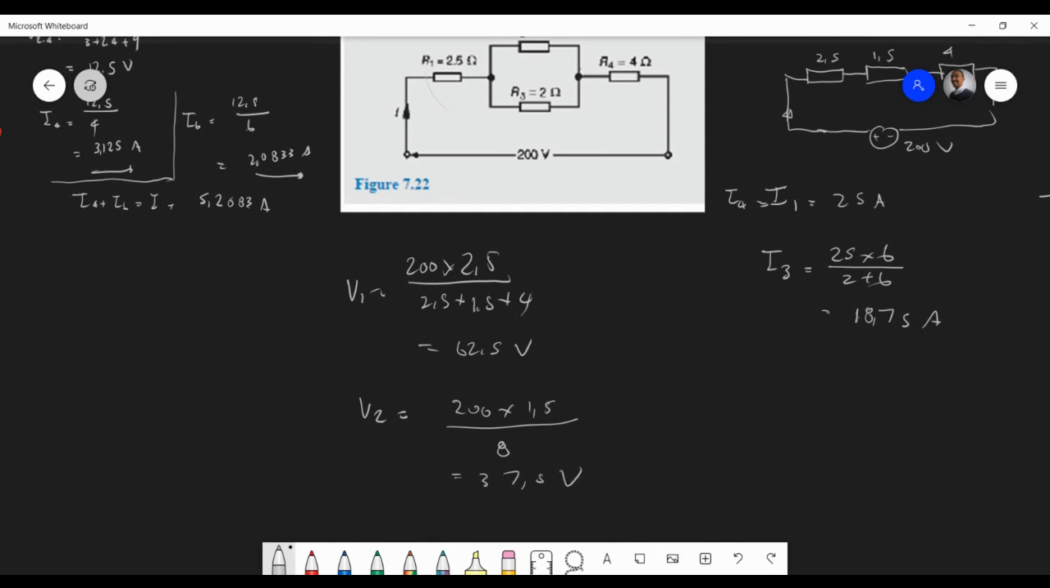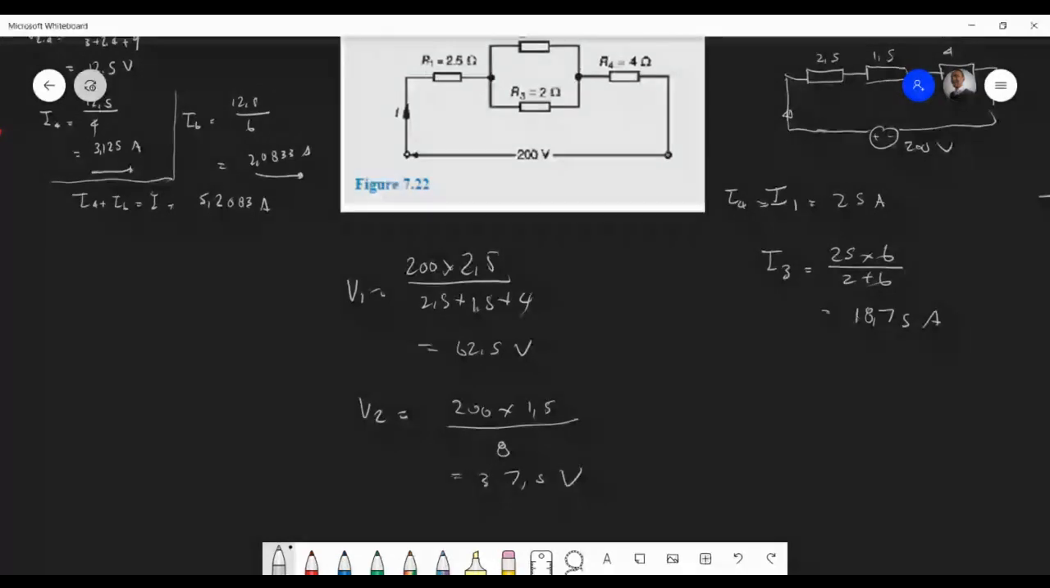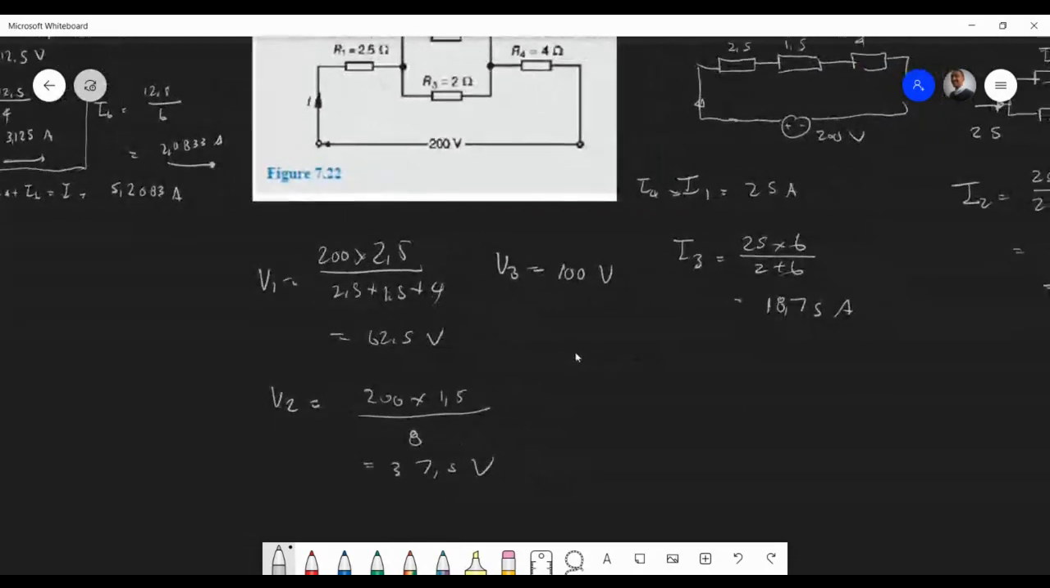And of course, we can find V3 easily. I'm not going to do that. That is basically 200 minus 62.5, minus 37.5. And V3 should be 100. I don't know if you guys agree with me. You can check. I'm deliberately starting off like this, showing you all the potential ways you can solve it. It's not one way to solve this stuff. So you guys agree with me?